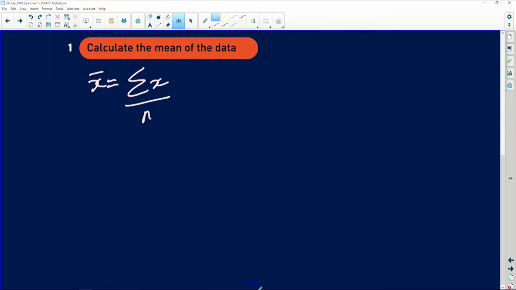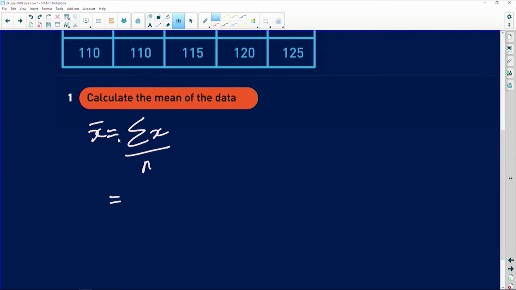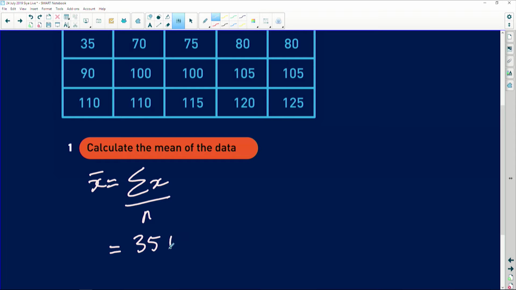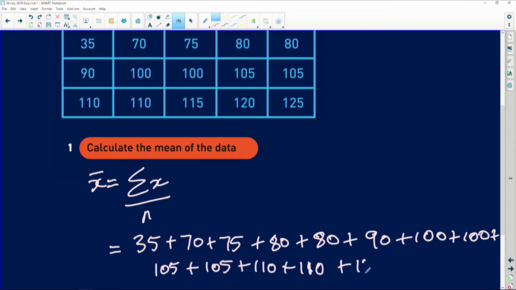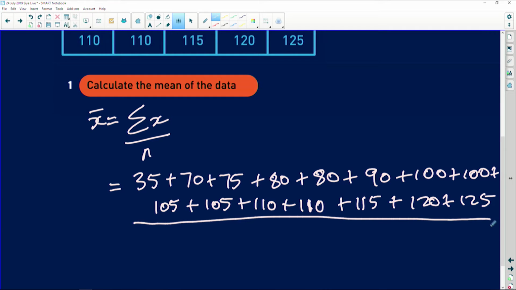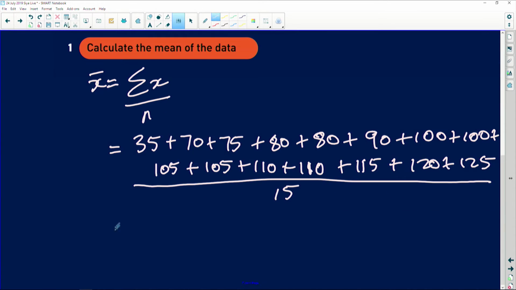Therefore, what I will then have is 35, plus 70, plus 75, plus 80, plus 80, plus 90, plus 100, plus 100, plus 105, plus 105, plus 110, plus 110 again, plus 115, plus 120, plus 125, and then all of this will be divided by 15. And then we try and find the answer from there.